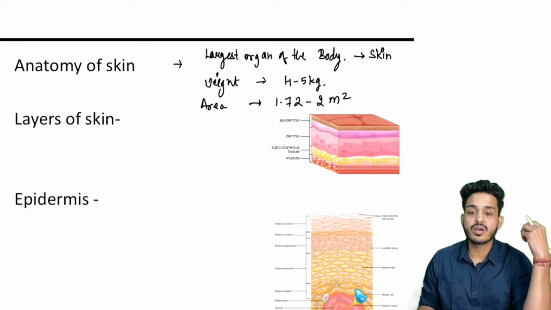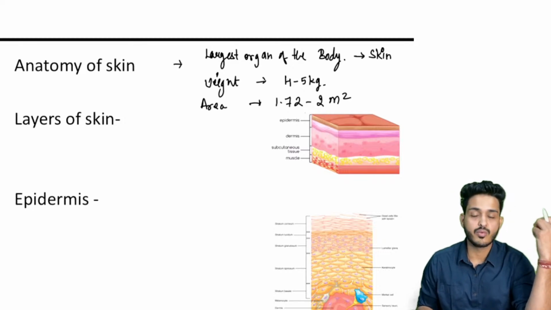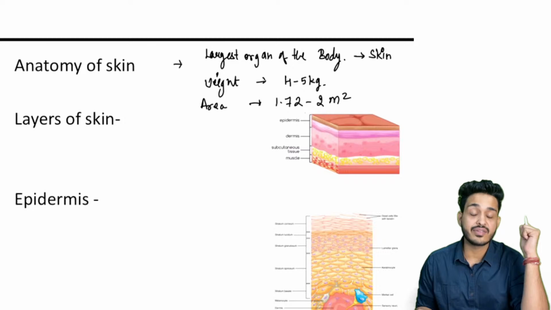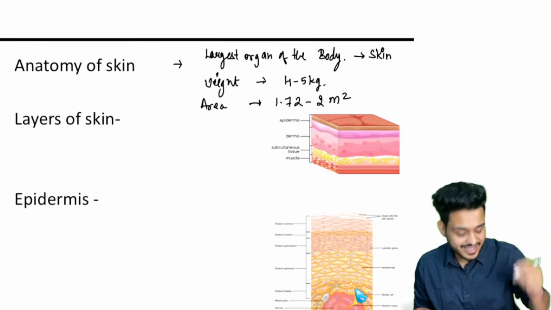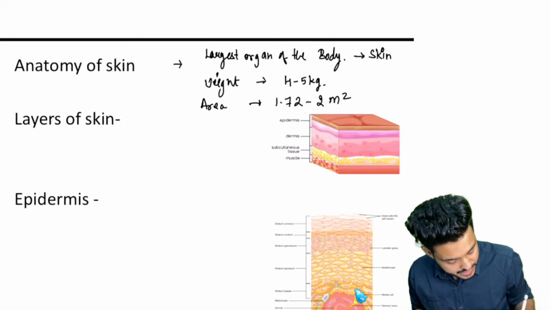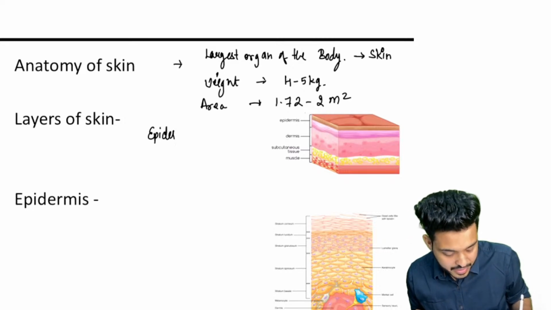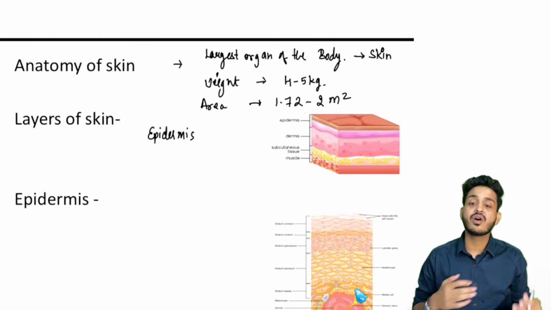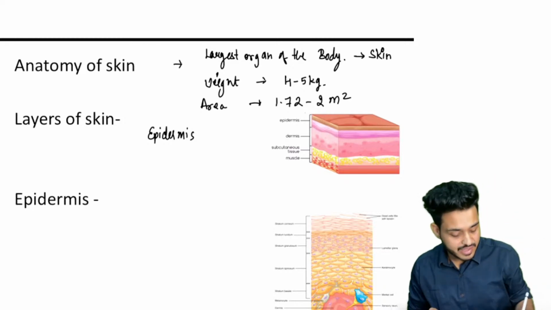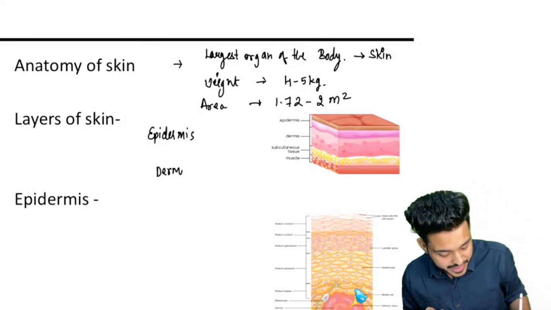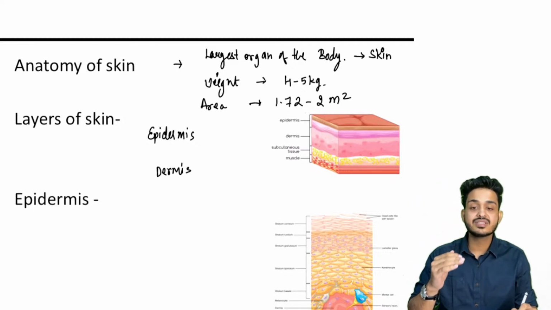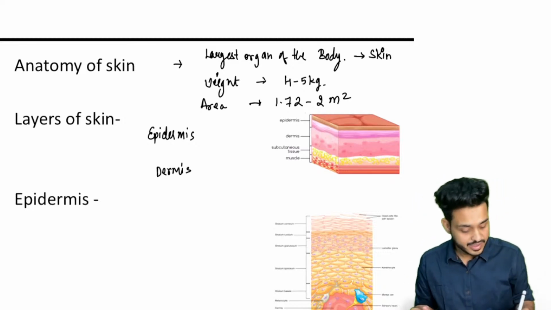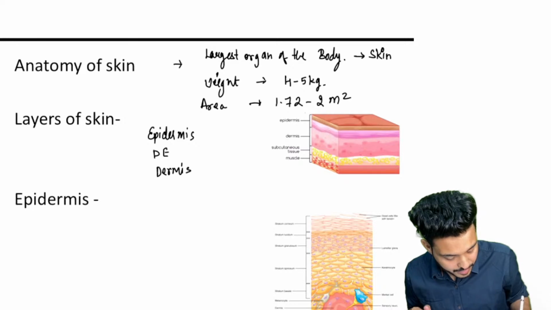Now let's talk about the layers of skin. What are the different layers that we are having in the skin, right? So the first layer, the outermost layer, is your epidermis. उसके बाद में क्या होगा? Below epidermis there will be dermis, but between epidermis and dermis there will be one more thing, right? That is known as the dermo-epidermal junction.